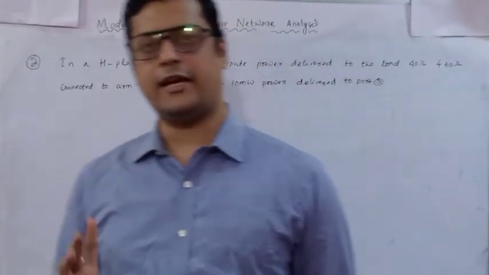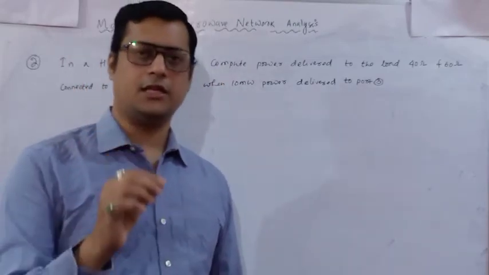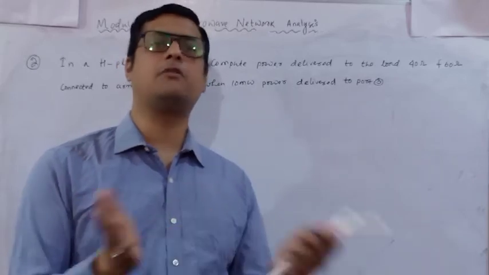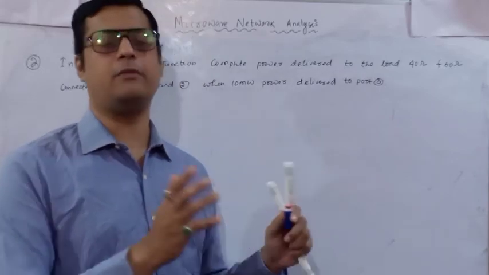Now since it is an H-plane T junction, if you provide the power at port 3, it will split up into two equal halves, and the power available at port 1 and port 2 will be the same.